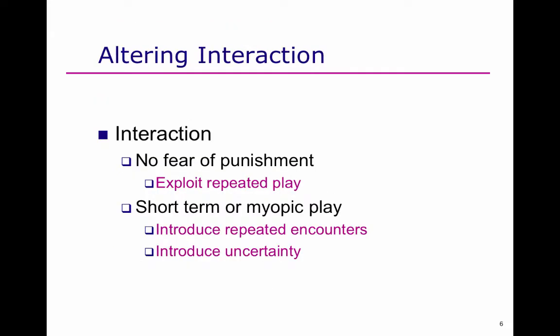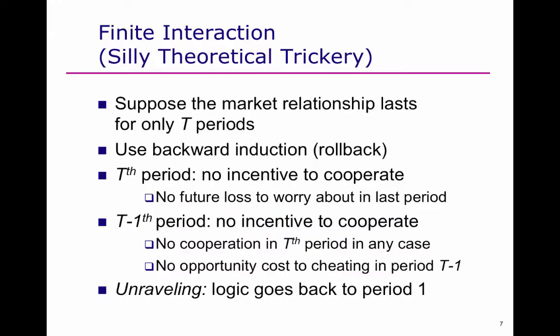So let's see if we can alter the outcome of the prisoner's dilemma. First, by looking at the issue of interaction. If the game is played repeatedly, as it would be in true business enterprise situations, we can exploit this fact of repeated play by inserting some kind of punishment mechanism for cheating. If things remain short-term or myopic, you've got to try to figure out a way to have repeated encounters taking place. And you want to introduce uncertainties.